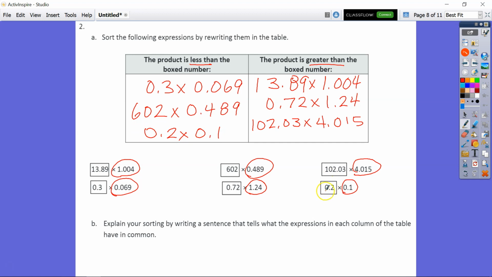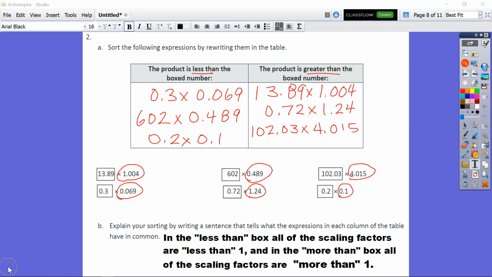All right, because when I multiply 2 tenths times 1 tenth, it's going to give me a number that's less than 2 tenths, less than the box number. All right, explain your sorting by writing a sentence that tells what the expressions in each column of the table have in common. It was a long sentence, so I decided to just go ahead and type it out. And B says, explain your sorting by writing a sentence that tells what the expression in each column of the table have in common.